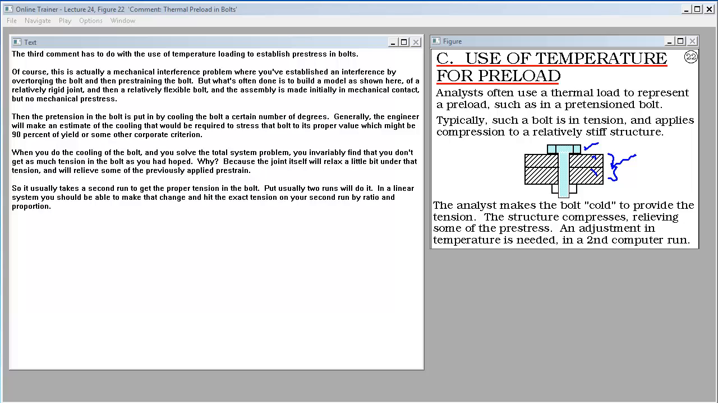In a linear system, you should be able to make that change and hit the exact tension on your second run by ratio and proportion.